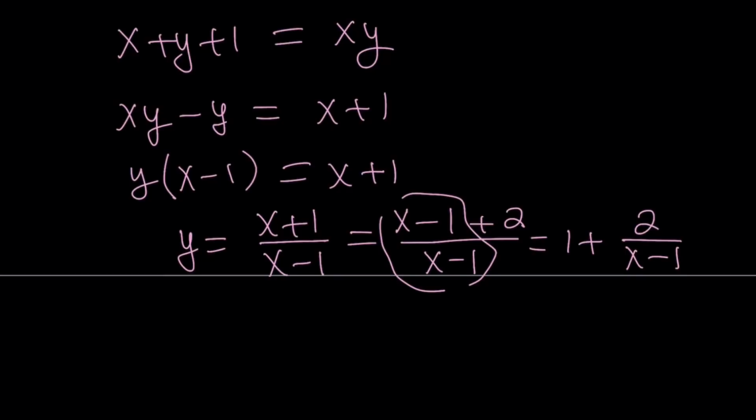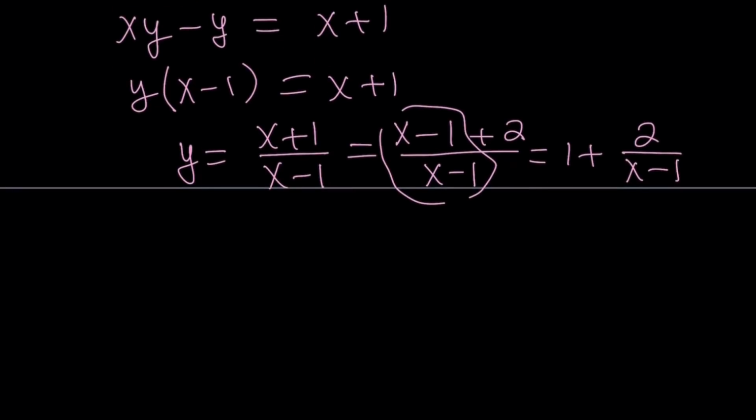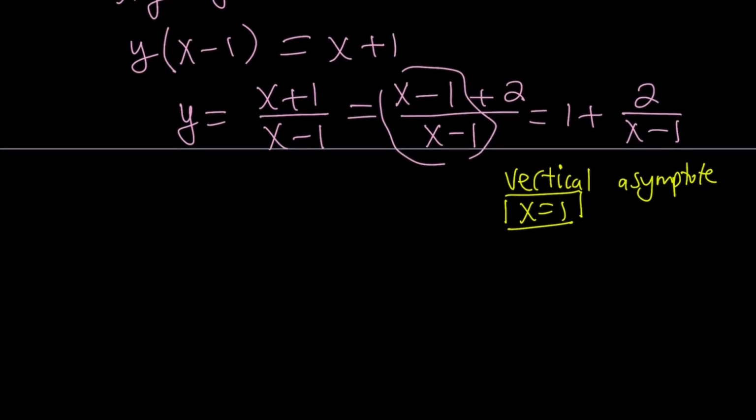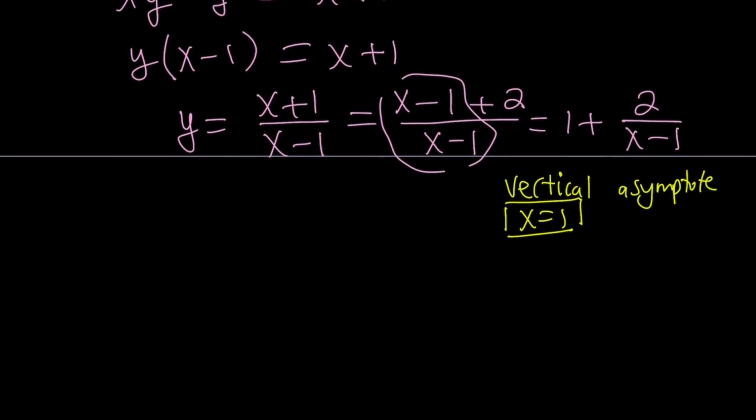So this is really cool because now you can kind of look at the pieces that make this function important. For example, it has a, okay, vertical asymptote, right? It has a vertical asymptote at x equals 1 because if x approaches 1 from the right and from the left, the limit approaches infinity.